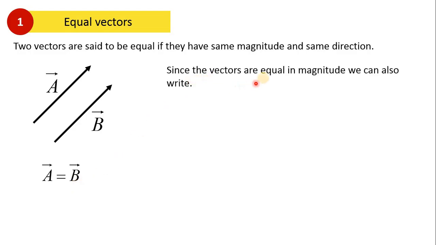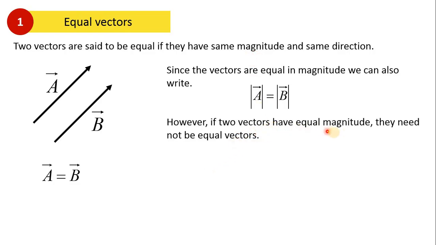Now since these two vectors are equal in magnitude, we can also write mod of A is equal to mod of B, because mod is the symbol for writing their magnitudes. So when vectors are equal, definitely they have the same magnitude.